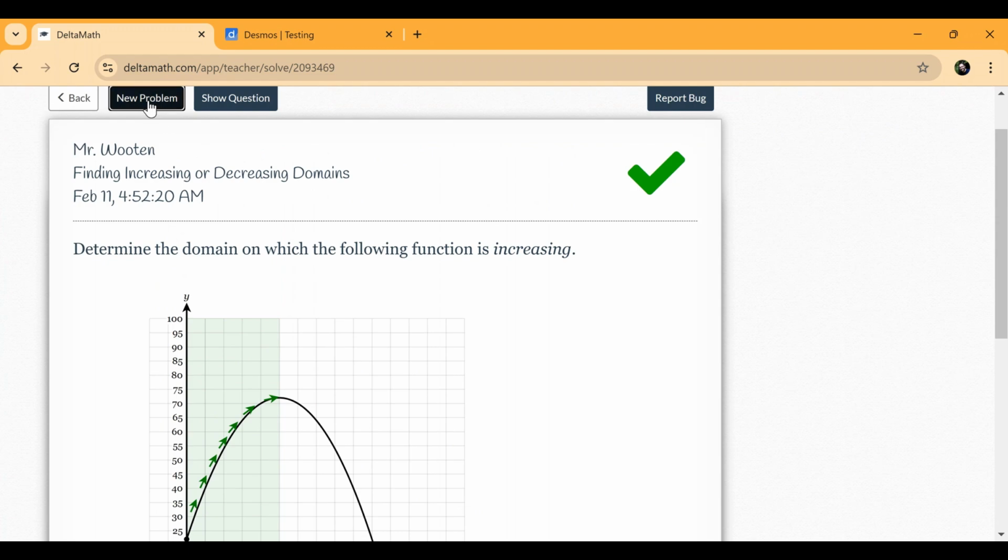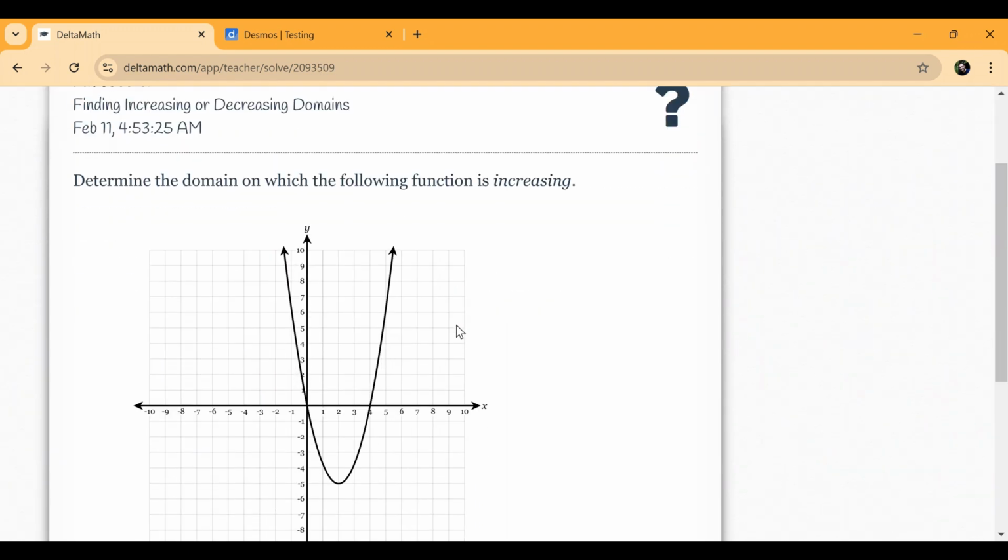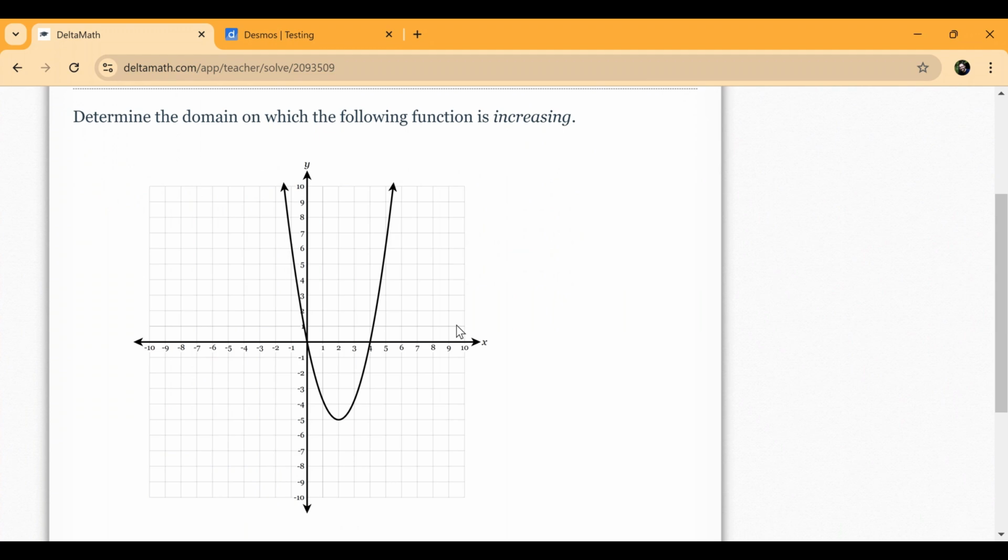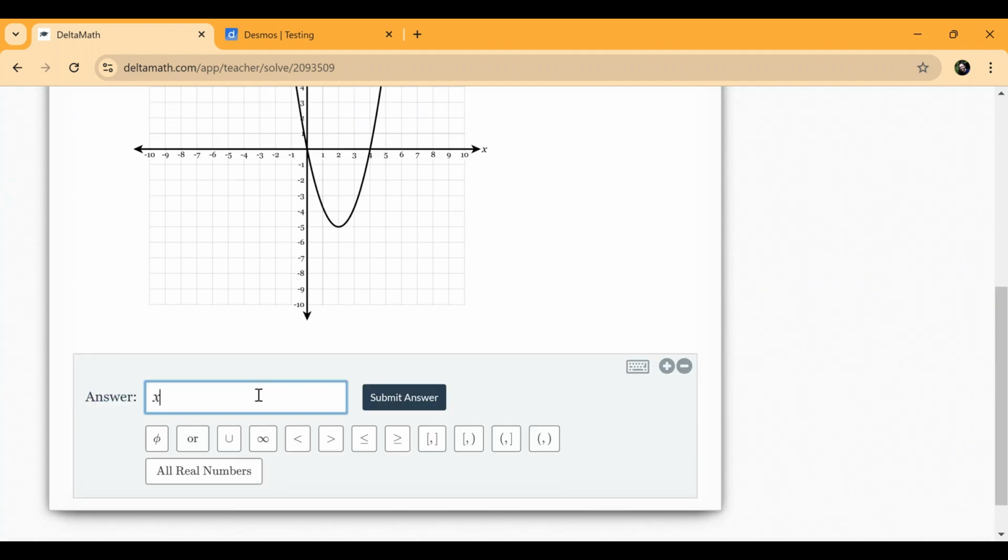We do a couple more of these. Determine the domain on which this function is increasing. Well, it's decreasing on the left side, but then it reaches the bottom and it starts to increase again. Remember, we don't focus on the y value, we focus on the x. When did it switch at the bottom? It switched at x equals 2, and any x's to the right of 2, anything bigger than 2 for x, is going to give me an increasing graph. So x is greater than 2.